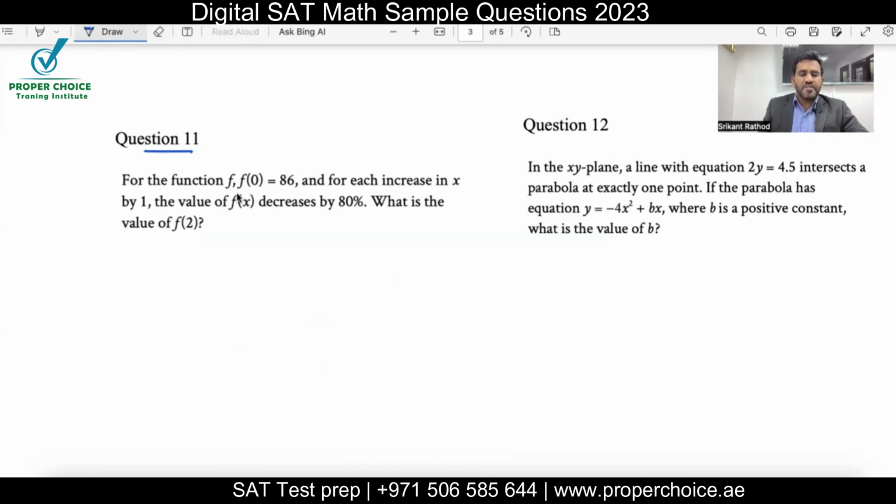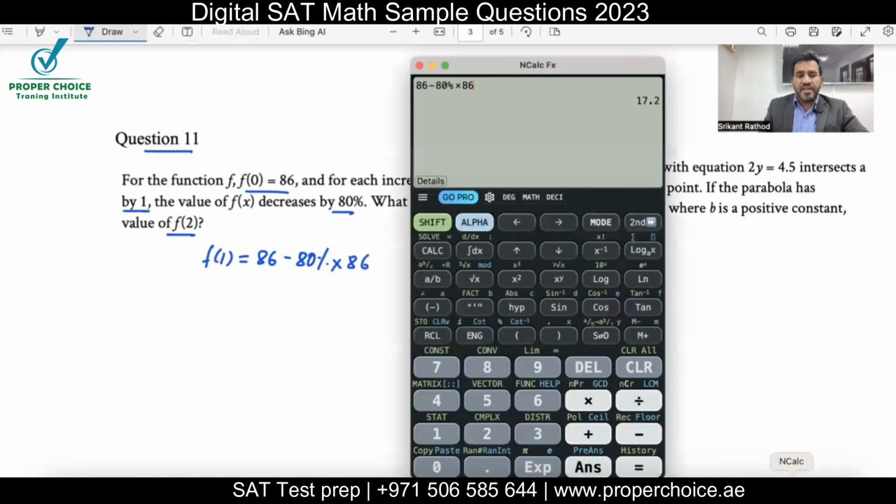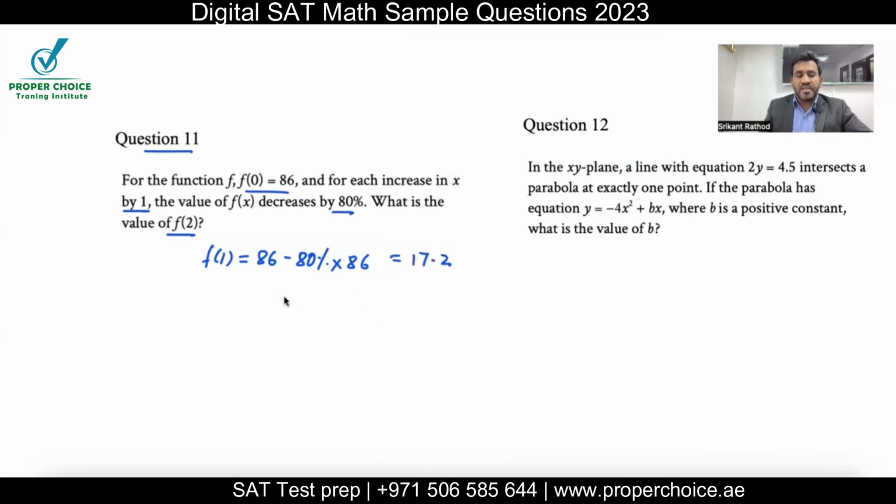Question number 11 says, for the function f, f of 0 is equal to 86, and for each increase in x by 1, the value of f of x decreases by 80%. What is the value of f of 2? So when x is increasing by 1, the 86 is decreasing by 80%. Now what is the value of f of 1? It is 86 minus 80% of the same 86. That gives us 17.2. 17.2 will be the value of f of 1.